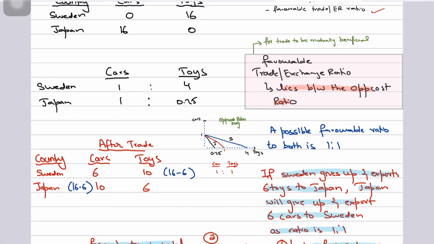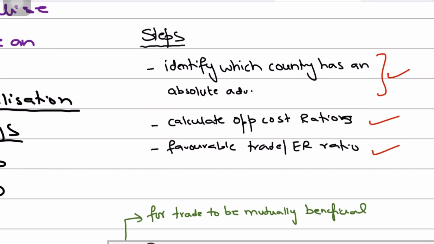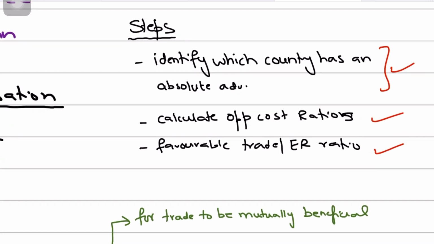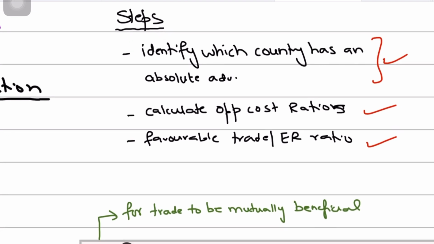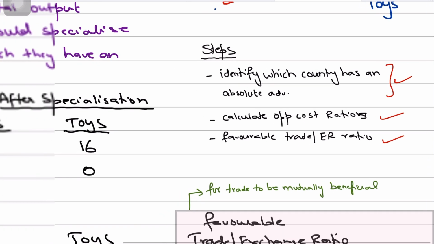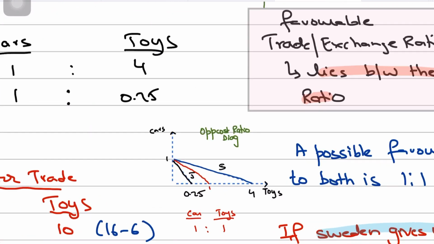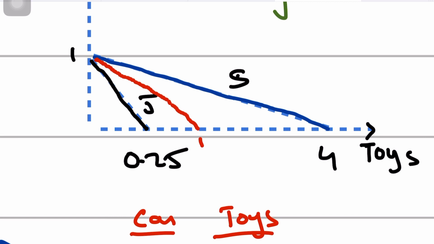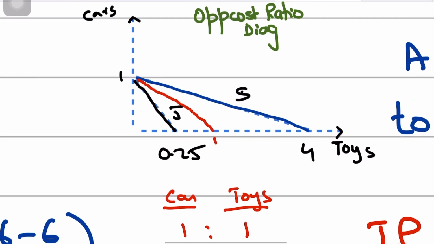So 3 things. First, you identify which country has an absolute advantage, based on the same cost, which is producing a greater quantity. Then you calculate the opportunity cost ratios, and once calculated, the trade ratio should lie in between the opportunity cost ratios. Any value in between works. I've taken a value of 1:1, but 1:2 would be favorable as well, 1:3 would be favorable as well, 1:1.5 would be favorable as well, right? I have taken 1:1 here because it just makes calculations quite convenient.